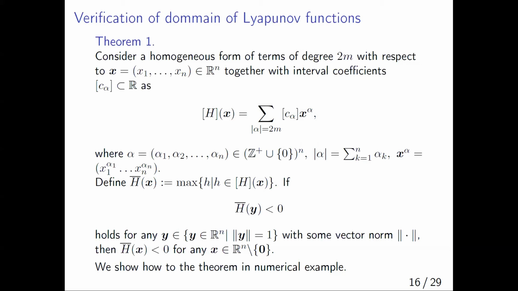If h upper bar of y takes negative values for any y in this set, then h upper bar of x takes a negative value for any non-zero x. We show how to use the theorem in the numerical example.